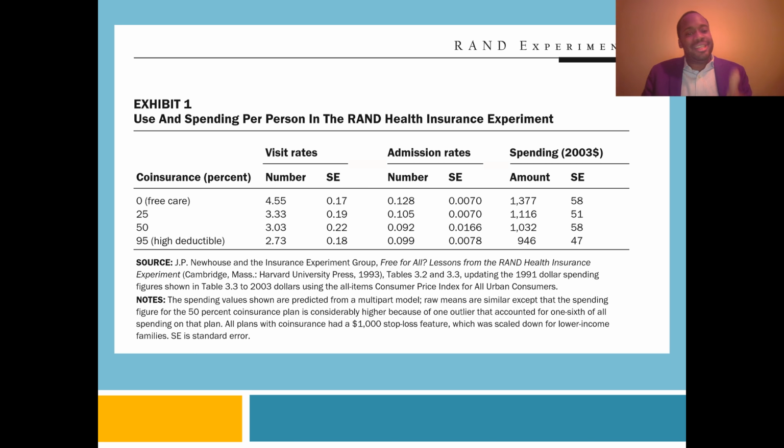And so you can see the visits. The visits dropped precipitously, almost in half, when you move from free care to a high deductible plan. They went from 4.5 visits all the way down to 2.73 visits as the deductible went higher. So this is proven fact that demand is downward sloping. As the price went higher, people got fewer visits.